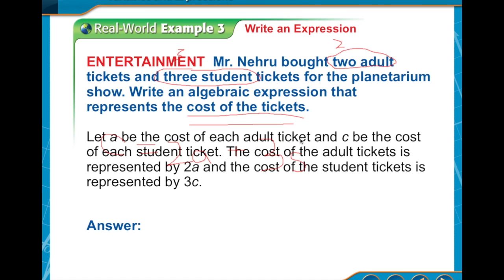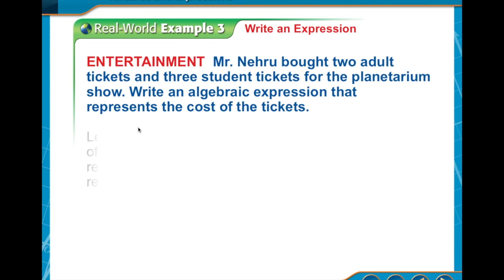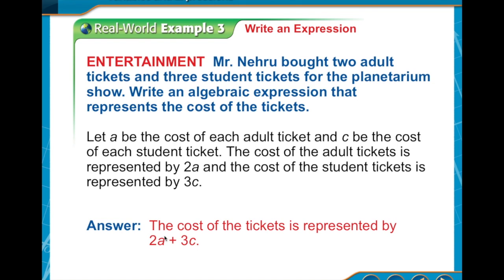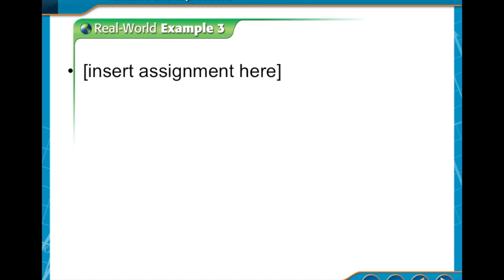Of course, you need to write down the paragraph and the final answer, which is 2a plus 3c. The authors of your book chose to use C to represent student tickets. Any letter is fine there. So 2a plus 3c or 2a plus 3s like I did. As long as you're getting the 2 different variables and the right numbers attached to them, that is what we're looking for.